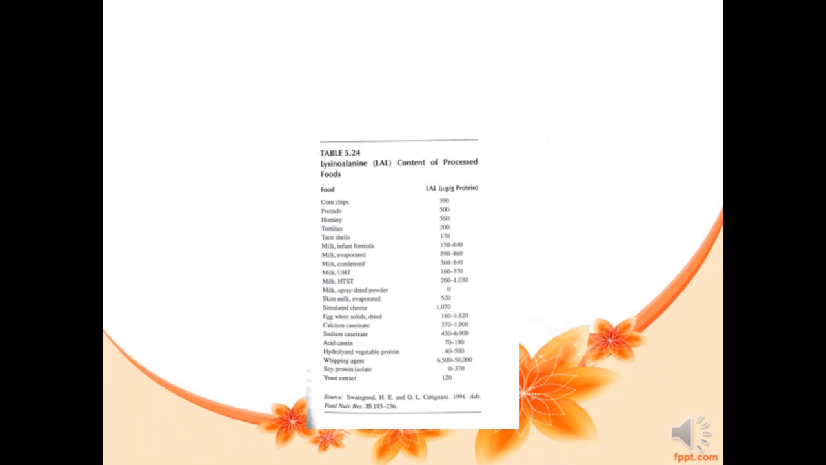Another example is lanthionine. So this table shows the content of lysinoalanine in processed food. Note that the lysinoalanine will be very high, especially when the food is in alkaline condition and treated at high temperature.